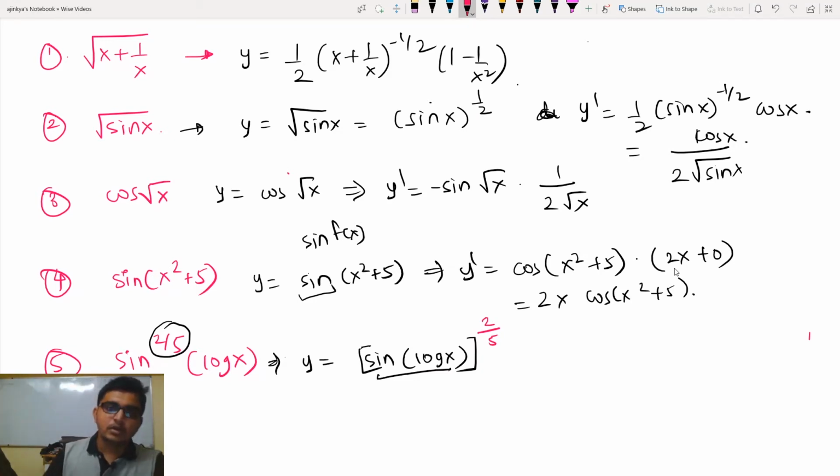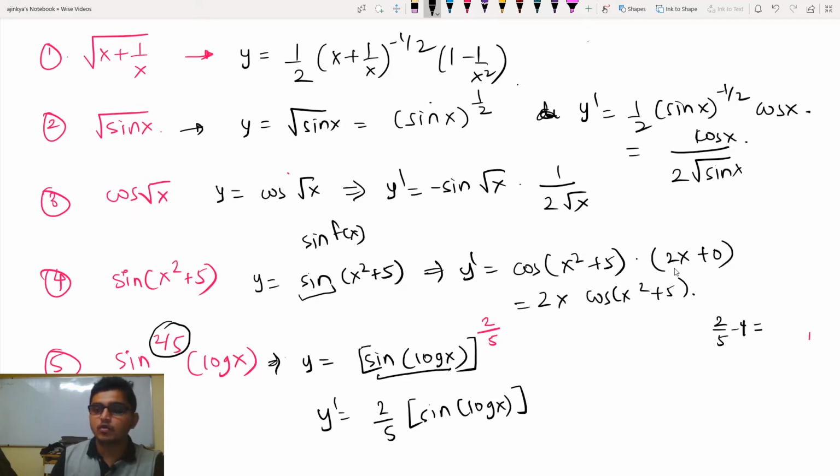So y dash will be 2 upon 5 comes down and we have to subtract 1. So sine of log of x and then subtract 1. If we subtract 1 from 2 upon 5, what we have is minus 3 upon 5. So it is minus 3 upon 5.